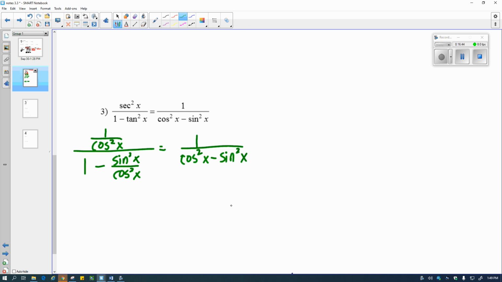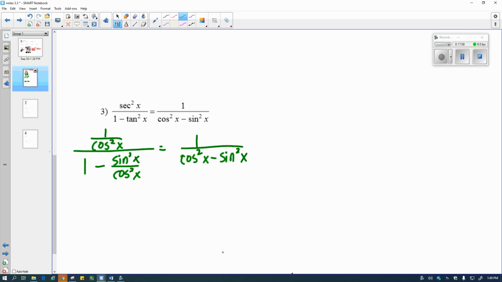Now I want you to look at this. In that last problem, I was able to break the numerator apart into 2 fractions. I cannot break the denominator apart into 2 fractions. So this is not the same as 1 over cosine squared minus 1 over sine squared. It doesn't work that way. You can't break apart the denominator. That's the common denominator, it has to stay, but you can break apart the numerator.